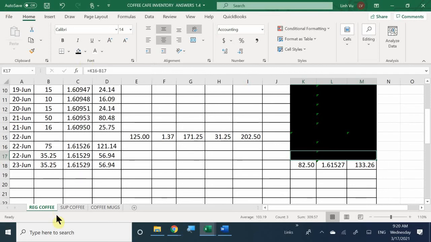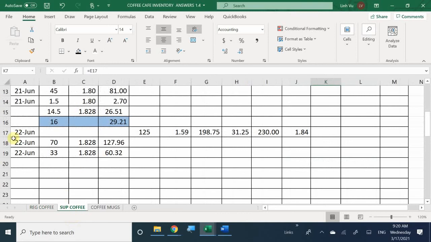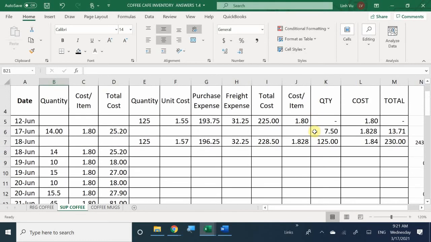So now we could go to our Supreme coffee, and let's sell our batch of 33, right? So let's check up here and see if we have enough. In our second batch, how much do I have left? I have only 7.5 pounds. So that means I gotta split my amounts up. So my 7.50 is going to cost me 13.71.